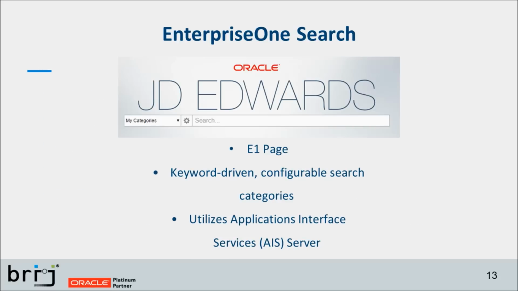So the next feature I want to look at is probably one of my most favorite components associated with Tools 921, and that's the Enterprise One search. The E1 search is actually an Enterprise One page, and it allows you to do keyword-driven enterprise-wide searches across your transactional data. So it gives you a standard search engine type of experience and has configurable search categories. It comes standard with categories for your address book, item master, and tasks.